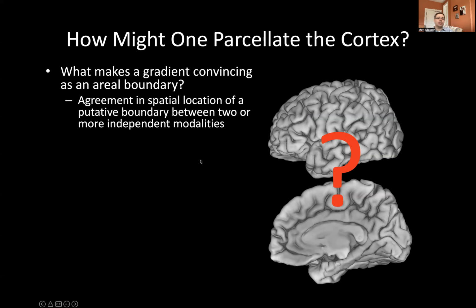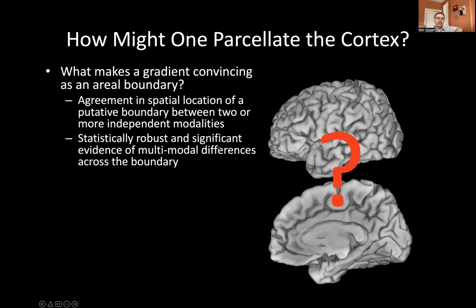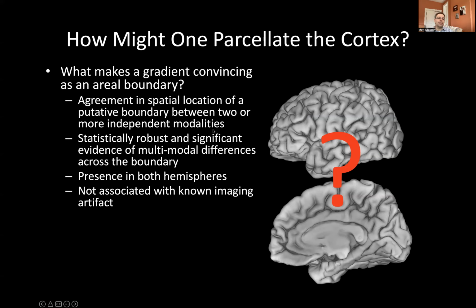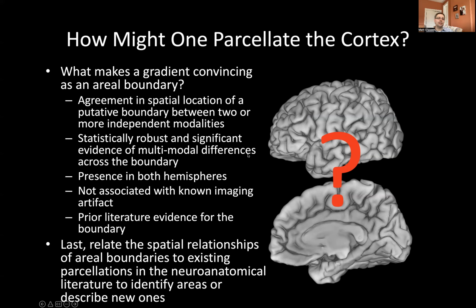What makes a gradient convincing as an areal boundary? Well, number one is if we've got agreement in location between two or more independent modalities. But statistically robust and significant evidence of multimodal differences across the boundary is also very important. If it's present in both hemispheres, that's an internal replication, not associated with a known imaging artifact. If we've got prior literature evidence, sort of in a Bayesian sense. And then once we have the set of boundaries that we think are present in the cerebral cortex, we can relate those to the existing literature to identify previously described areas or describe new ones.